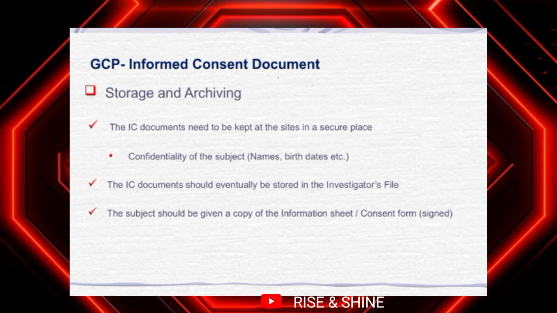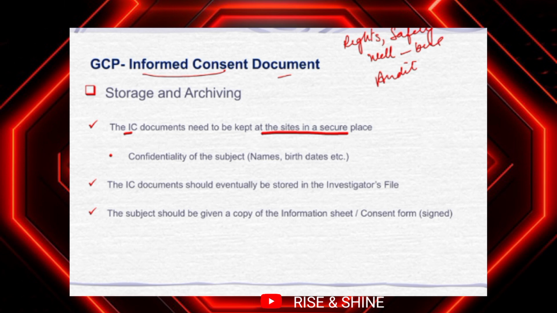Now about storage. You have conducted the informed consent process very well, and how about storage and archiving? The informed consent document needs to be kept at the site in a secure place, because the first thing that is audited is the informed consent form, since it is directly related to the rights, safety and well-being of the subject. This is the second principle of GCP, because if they have not taken informed consent carefully, that means they have not followed this principle rightly. So this is directly proportional to that.